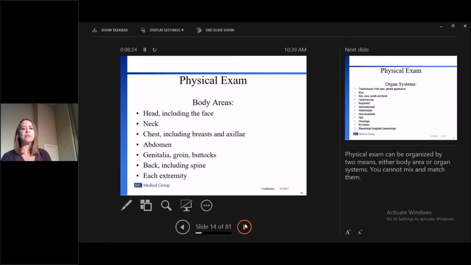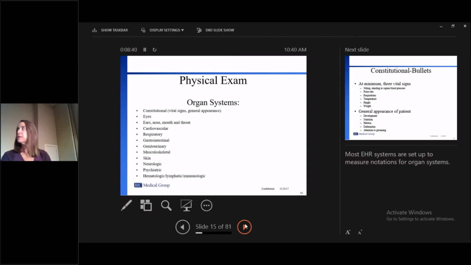So for your physical exam, there are two different means of being evaluated. You can either do body area or organ systems, but you cannot mix and match them. So this page here has the body areas on it, but most EHRs are set up for organ systems. I think this is probably going to look more realistic to you, having the constitutional and the eyes and the ears, nose, throat, cardiovascular, and all of those separate systems is how most EHRs are set up.